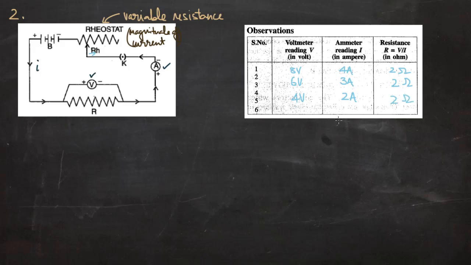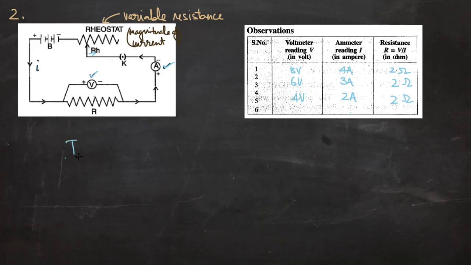I can go on and on by varying the effective resistance of this variable resistor, thereby controlling how much current is flowing in the circuit, and taking down the readings of V and A. So this is how we go about verifying Ohm's law using this kind of circuit. The story is not very much different. The only difference between the first and the second circuit is what was being varied.